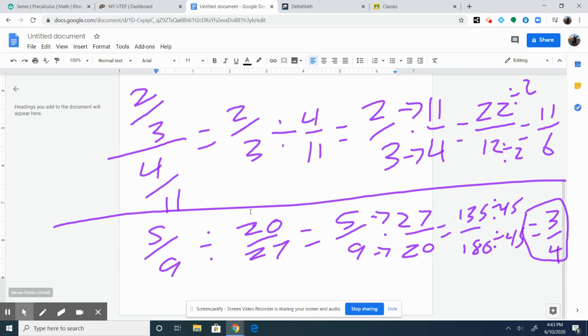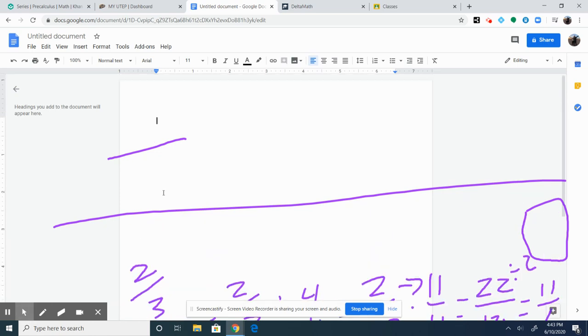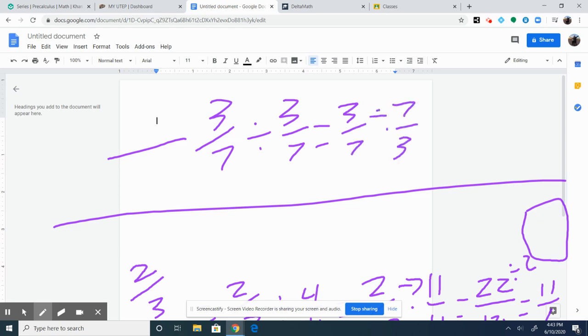Now just to show you exactly what the reciprocal means, let's say we had 3 over 7 and we're dividing by 3 over 7. So we switch this to a multiplication problem, and we're going to flip that 3 over 7 to 7 over 3, and we multiply straight across. Now what happens here is that on the top we're going to have 21, and on the bottom we are also going to have 21. So 21 divided by 21 actually just ends up being 1.